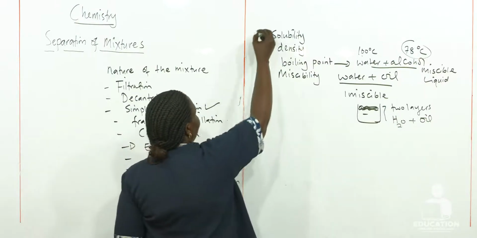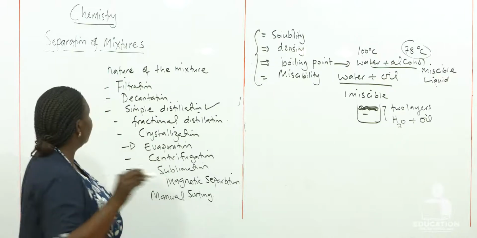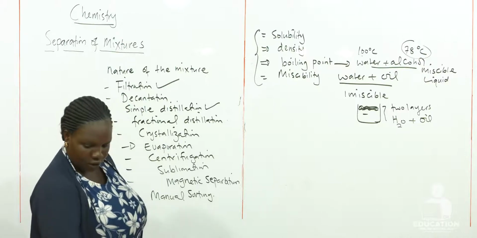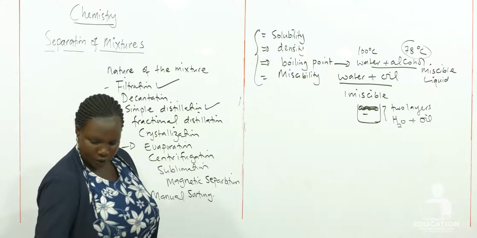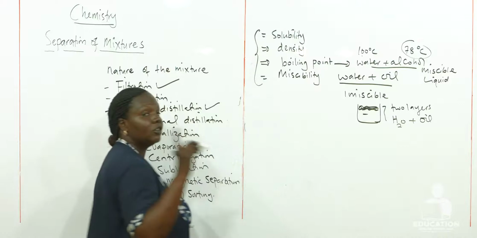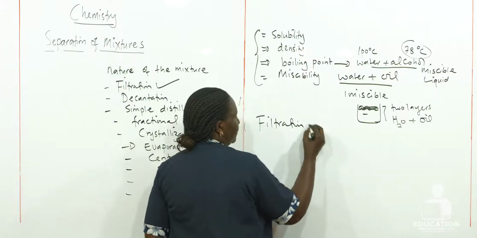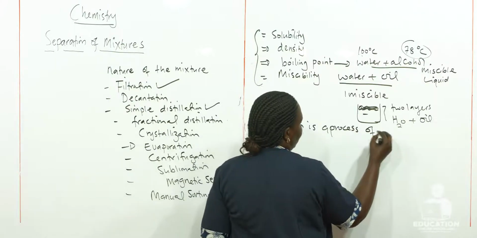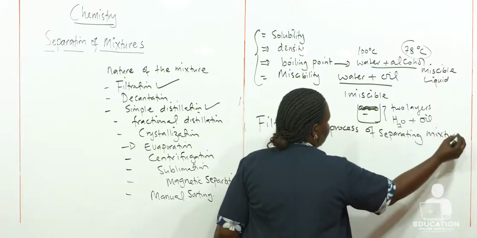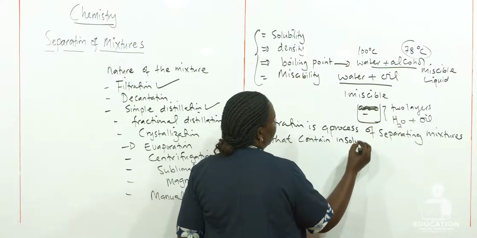So these physical properties will be the determining factor for you to choose the method of separation. So, for example, if we start with filtration, when we want to choose filtration, filtration is applicable to mixtures that contain insoluble particles. Filtration is a process of separating mixtures that contain insoluble particles.